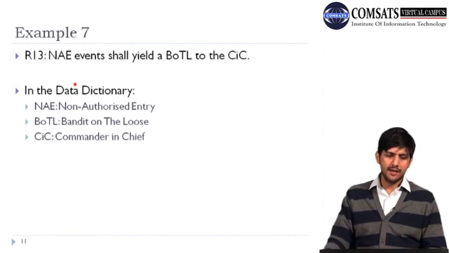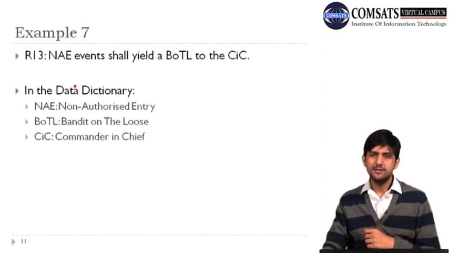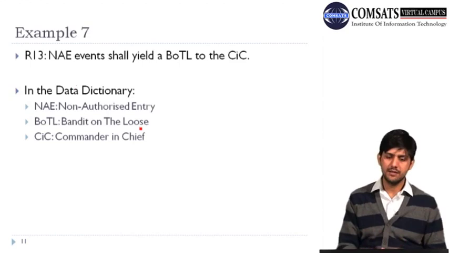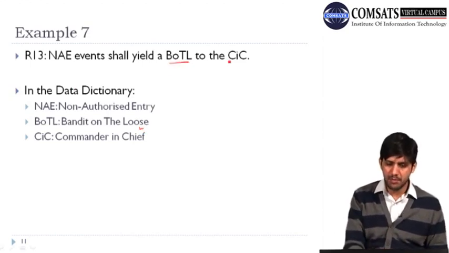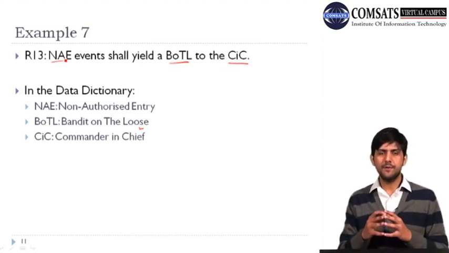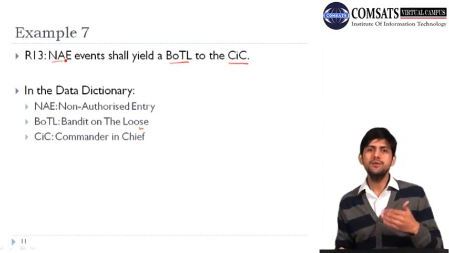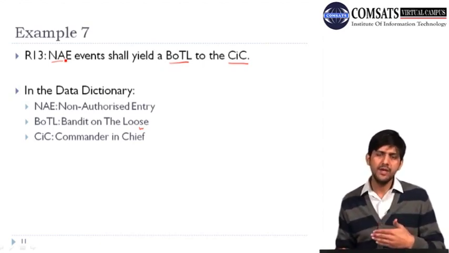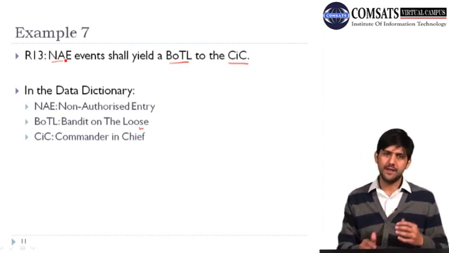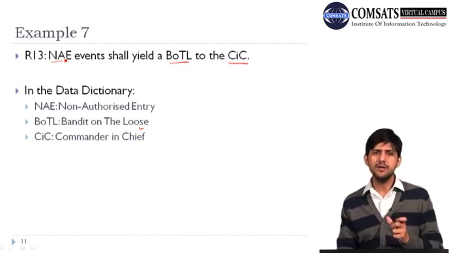Another example is that NAE events shall yield a BOTL to the CIC. Now what does that mean? These kinds of statements, we need to clarify: what is meant by BOTL, what is meant by CIC, and what is NAE. We cannot specify requirements in this fashion. If we are going to use certain acronyms, we have to give definitions of these acronyms at the start of our document. So we need to have a data dictionary where we define all these jargons or acronyms.